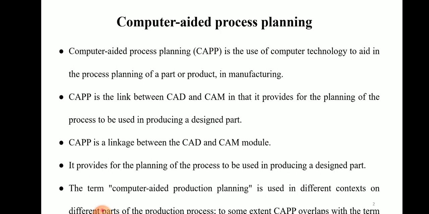CAPP is the linkage between the CAD and CAM module, and it provides for the planning of the process to be used in producing a design part. The term computer aided production planning is used in different contexts on the different parts of the production process. To some extent, CAPP overlaps with the term.